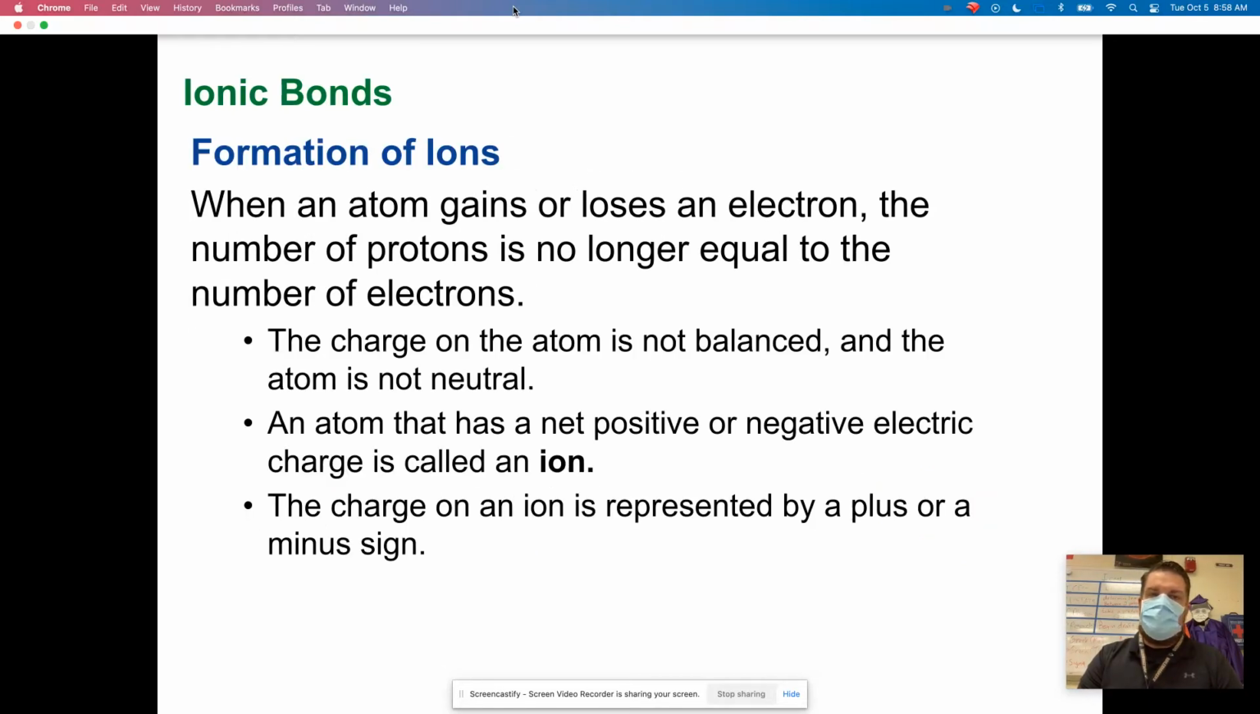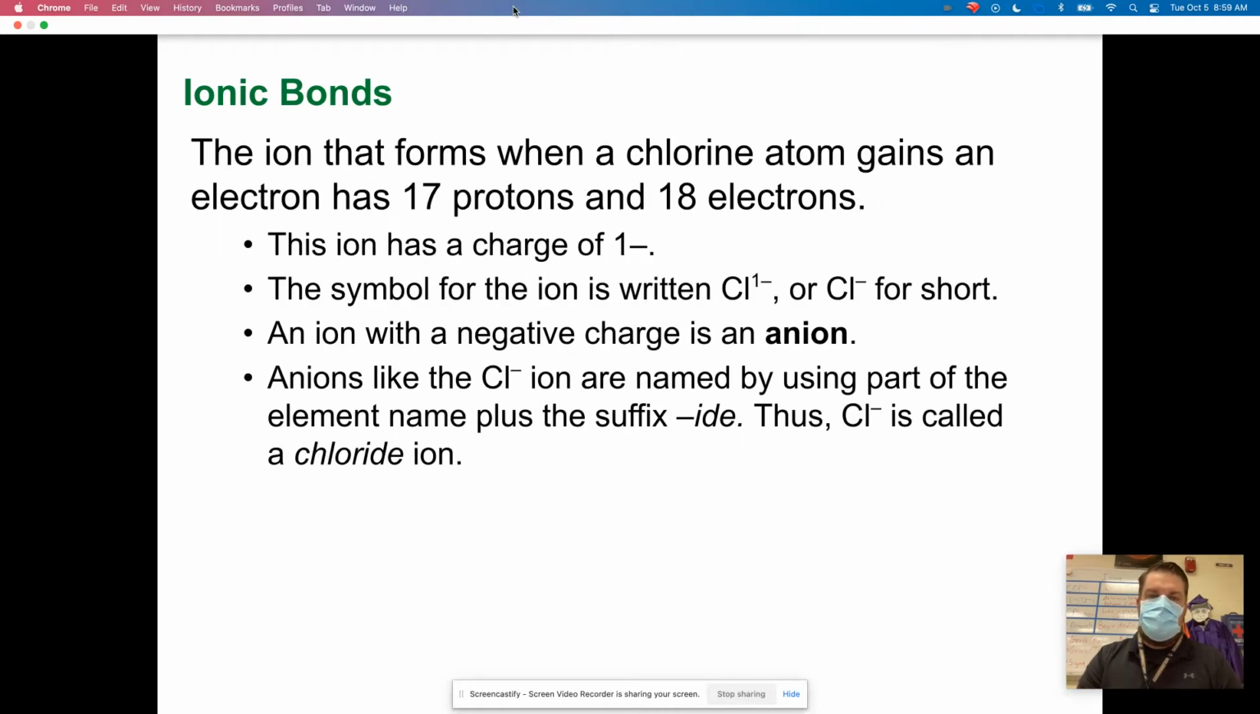So the formation of ions: basically, when an atom gains or loses an electron, the number of protons is no longer equal to the number of electrons. The charge of the atom is not balanced, and the atom is not neutral. An atom that has a net positive or negative electric charge is called an ion. The charge on an ion is represented by a plus or minus sign.